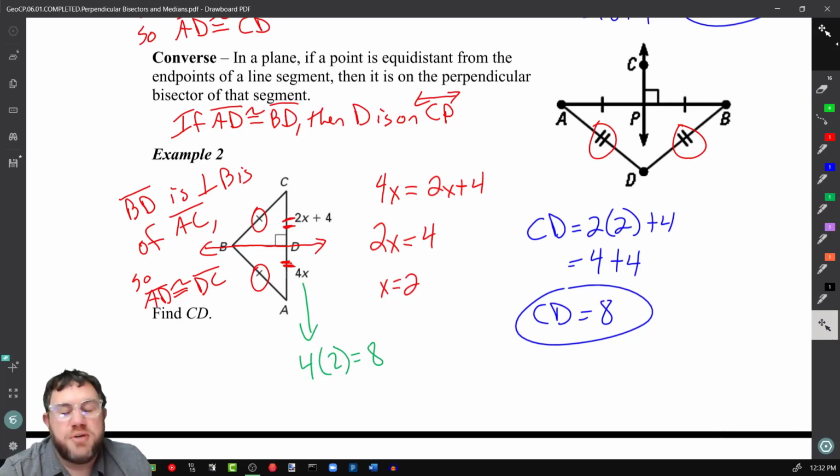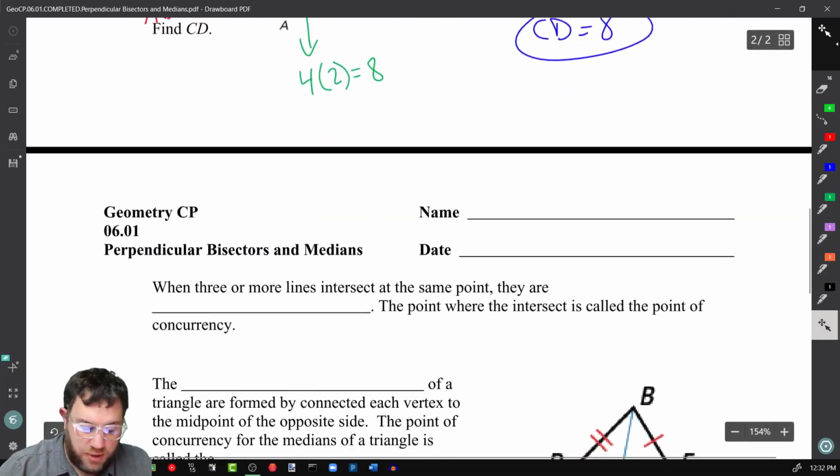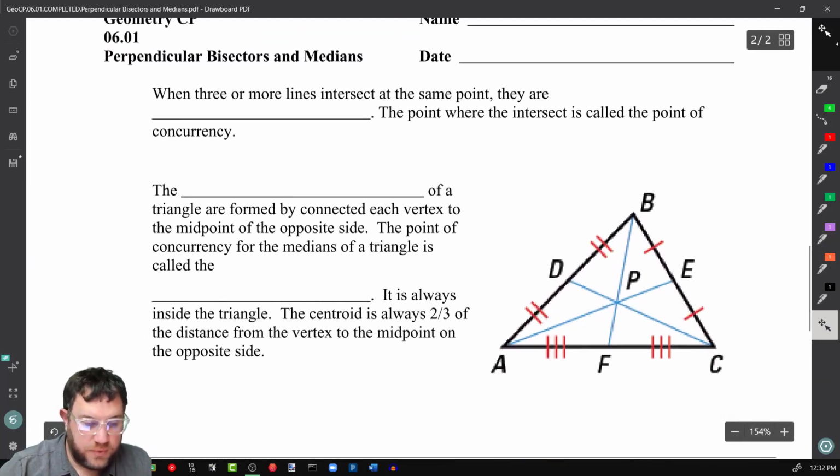So perpendicular bisector theorem: if a point is on the perpendicular bisector, it's equidistant from the endpoints. The converse is, if it's equidistant from the endpoints, the point is on the perpendicular bisector. And again, we work them the same way for the most part. Let's go on to medians.